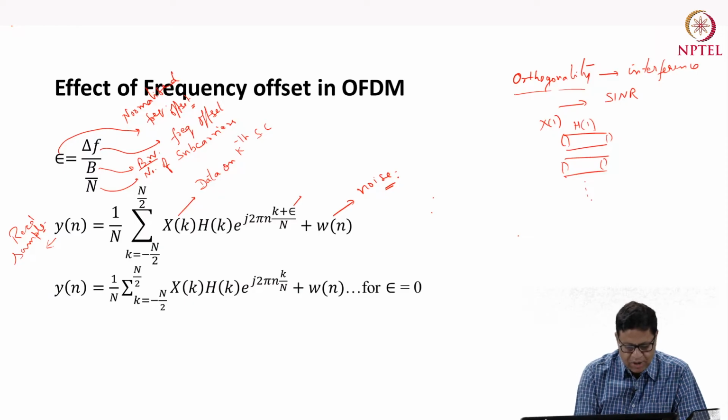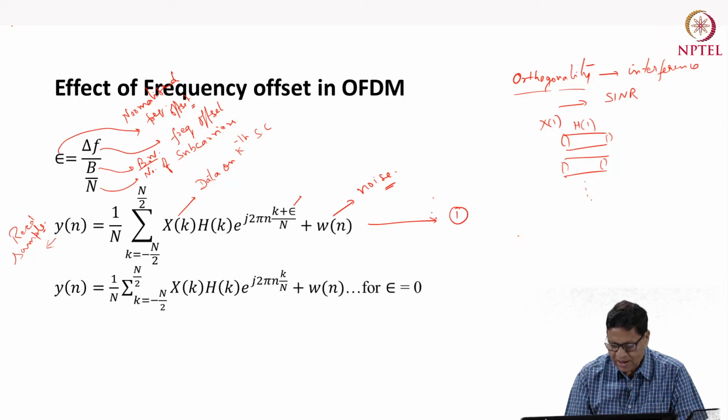Now yn is given by 1 by N. Let us try to understand this particular equation. This is equation 1. When epsilon is 0, there is no frequency offset, so the channel becomes a flat fading channel. So let us put epsilon equal to 0. This gets reduced to 1 by N summation over all the subcarriers xk, hk, e raised to the power j 2 pi n k by N, where epsilon is 0, plus the noise.